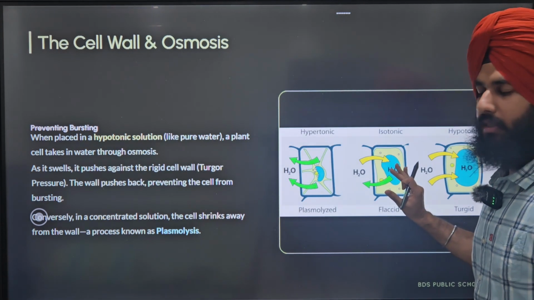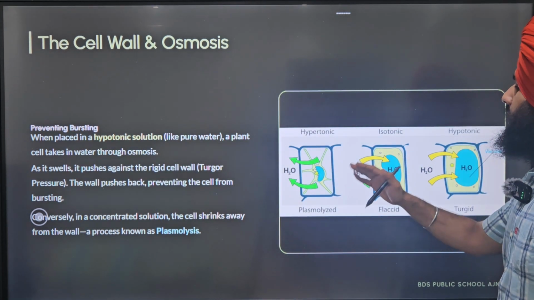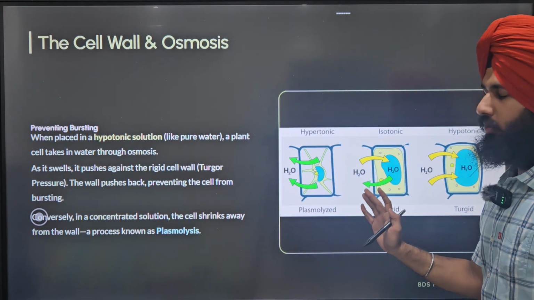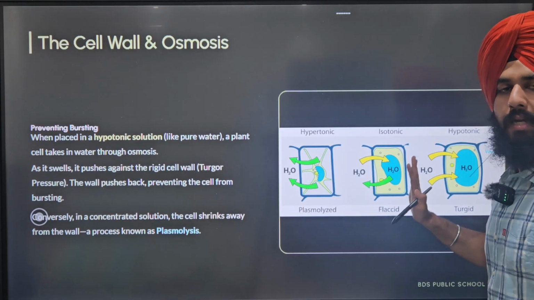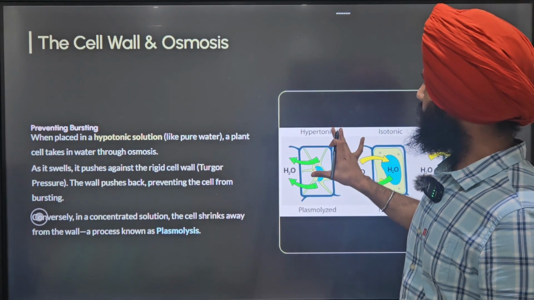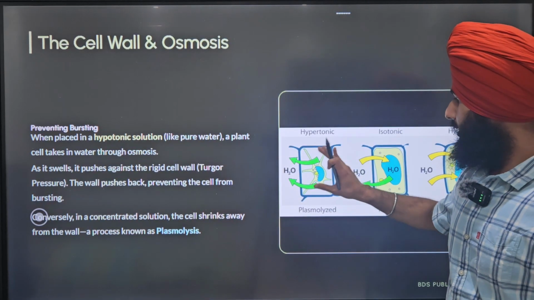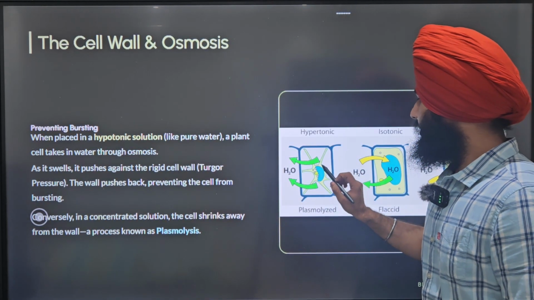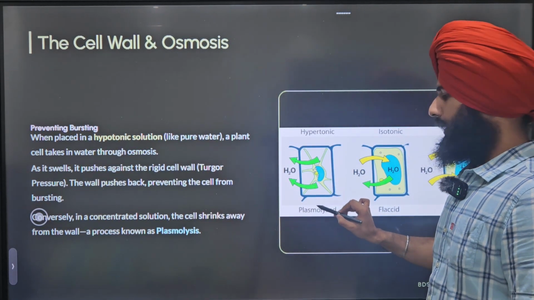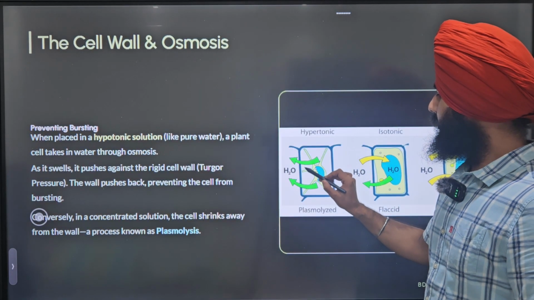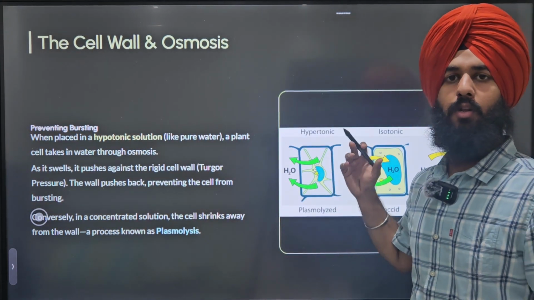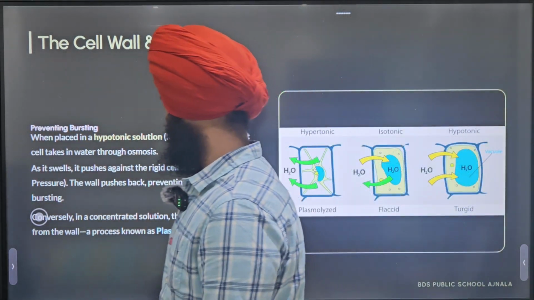In an isotonic state, nothing really happens. The water goes out, the water goes in, so the state is maintained. In the case of hypertonic, you can see the cell is plasmolyzed. In this case, the cell walls are maintained, but the internals of the cell shrink because they lose a lot of the water.